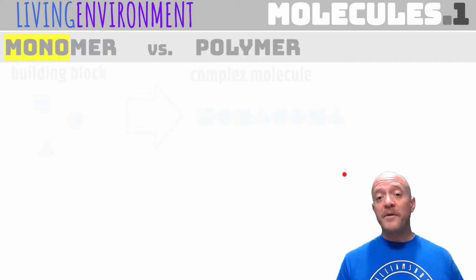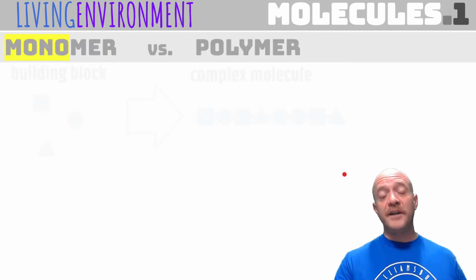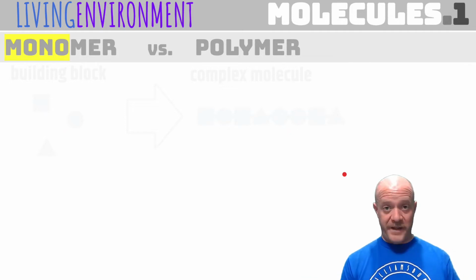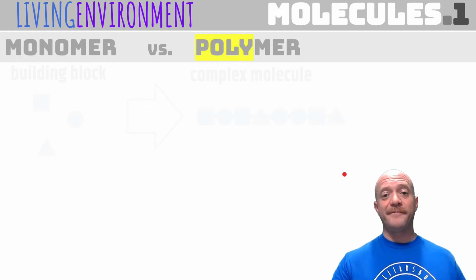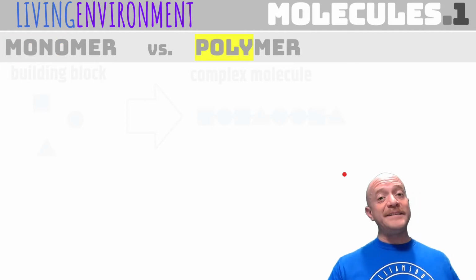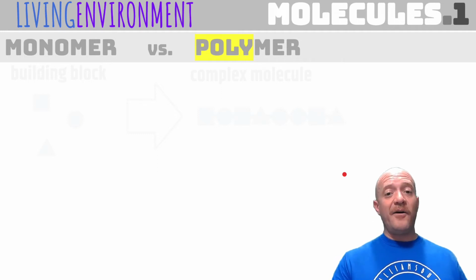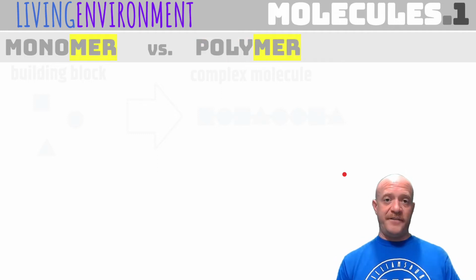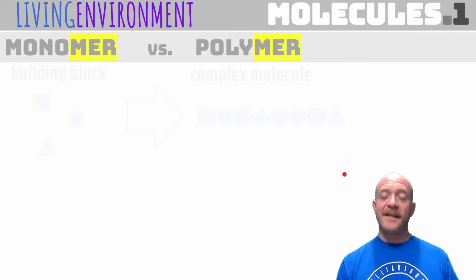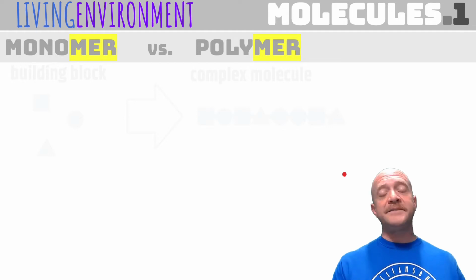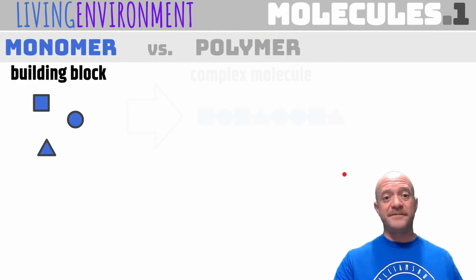Now we have monomers and polymers. So look at your root word list. What does mono mean? Yes, it means one. And what does poly mean? Yes, poly means many. Now, look at the second part of this word. What does mer mean? You're right, it means part. So monomers have one part and polymers have many parts.